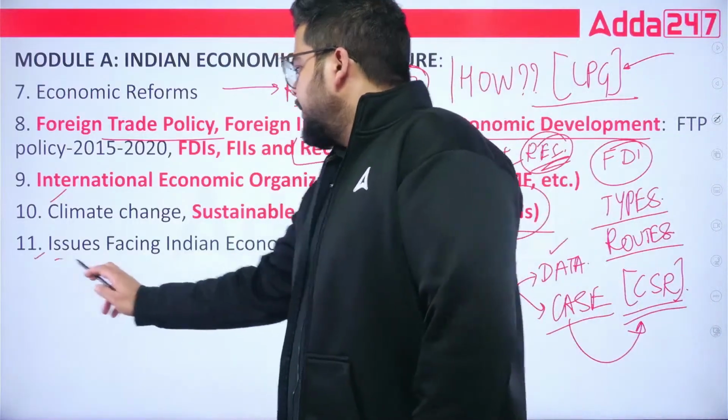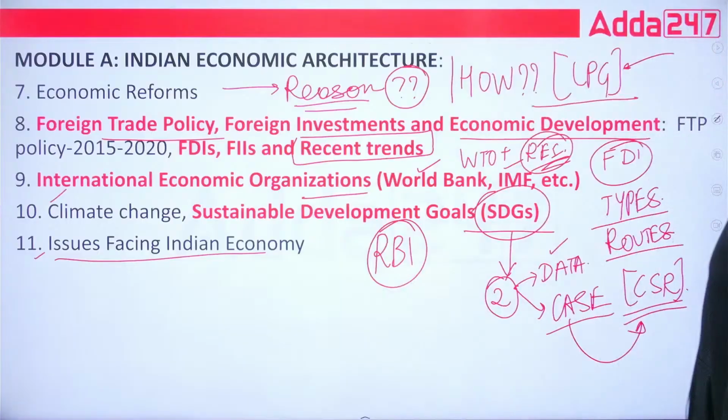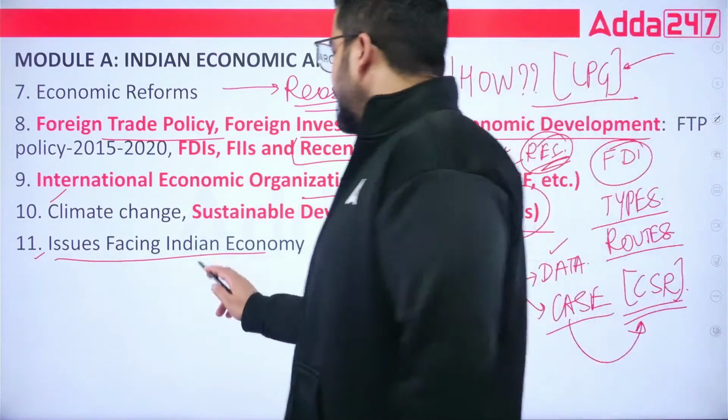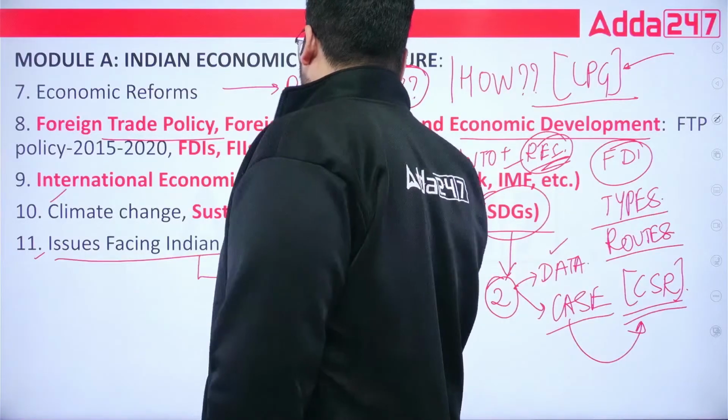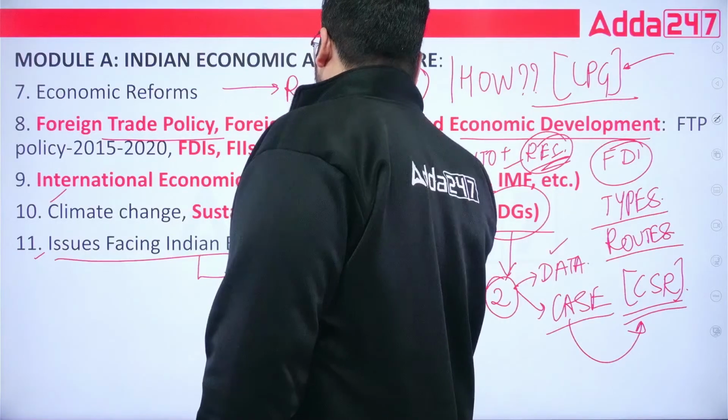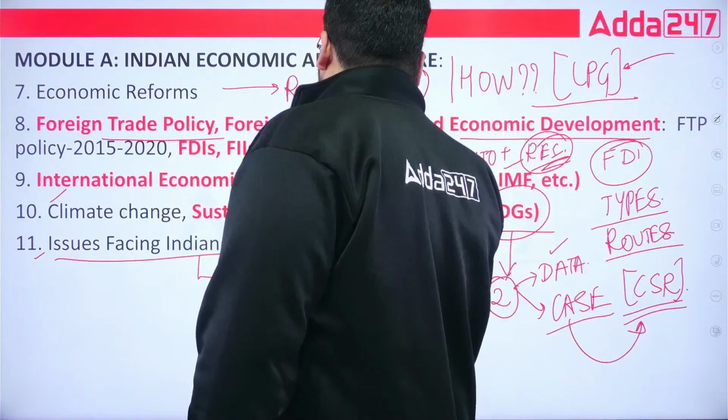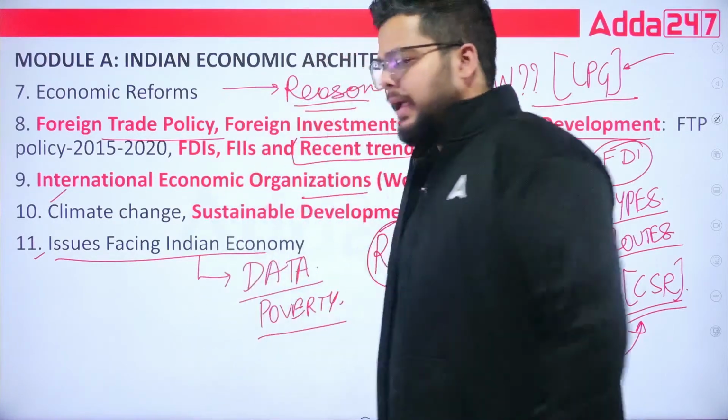Unit number 11, issues facing the Indian economy. Here again there will be certain data provided by the World Bank. So data of World Bank related to poverty, that is very important. Along with that, the employment data of PLFS.